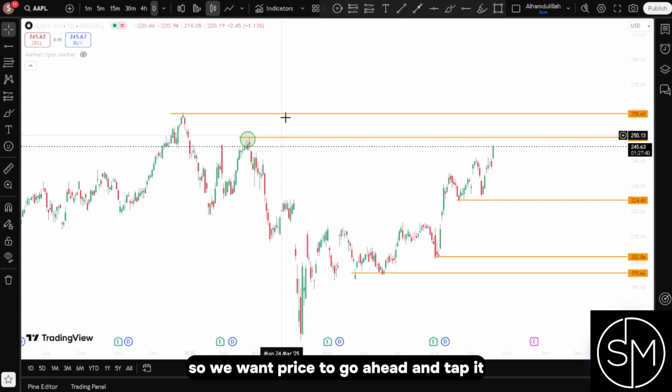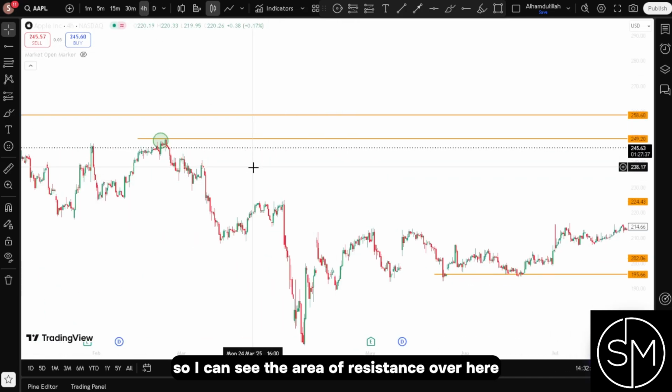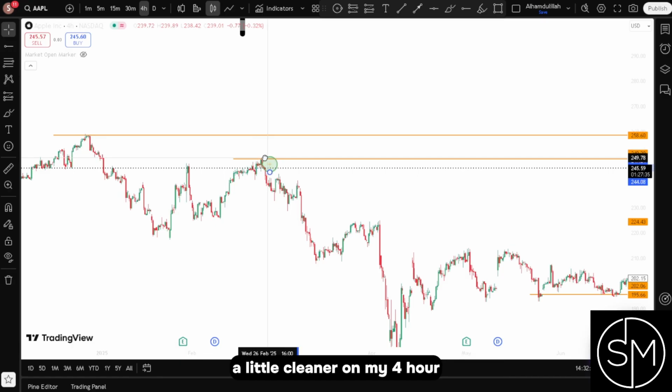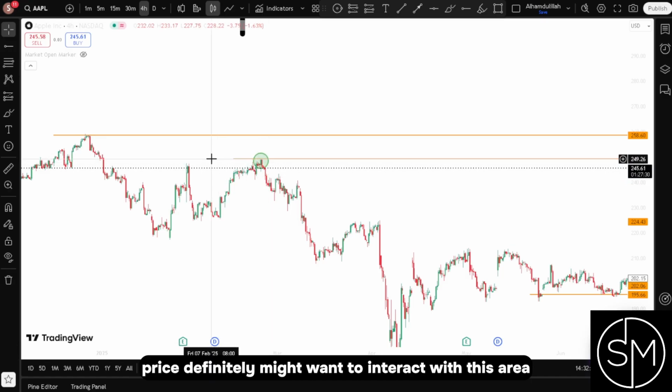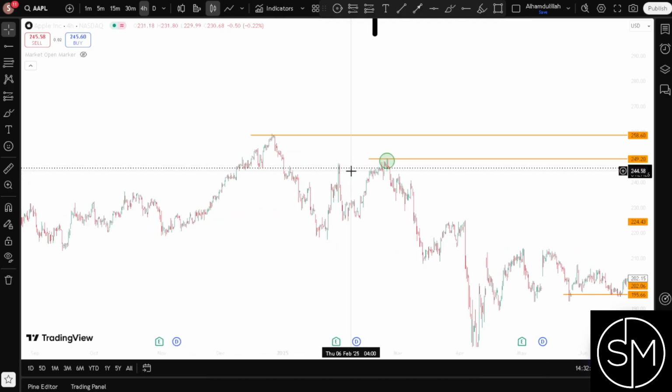So we want price to go ahead and tap it. Now I'm going to hop on my 4-hour time frame so I can see the area of resistance a little cleaner. Got a little double top here. I can see price definitely might want to interact with this area. Okay, let's check it out.